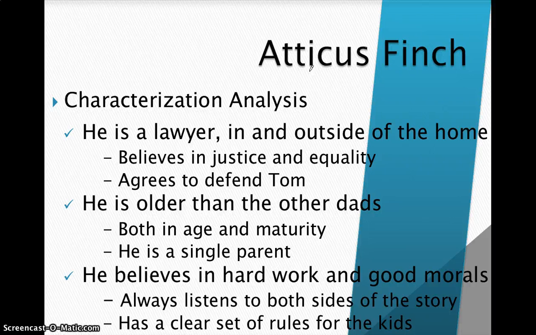Atticus is Scout and Jem's dad, obviously. We know that he's a lawyer, but that in itself is a bit of characterization because it shows us he believes in justice and equality in all parts of life. And though agreeing to defend Tom, it shows us what kind of lawyer he is, which is one that takes the law seriously and actually believes in what he preaches.